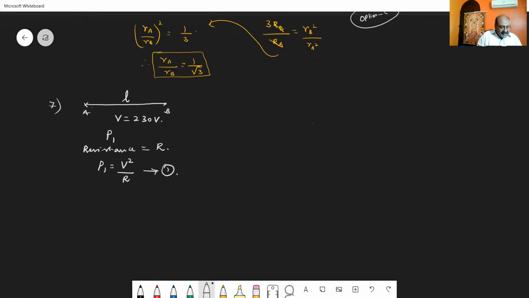Then, suppose the wire is cut into 2 equal pieces. This wire AB is cut into 2 equal pieces. One of the pieces I am considering as AC.